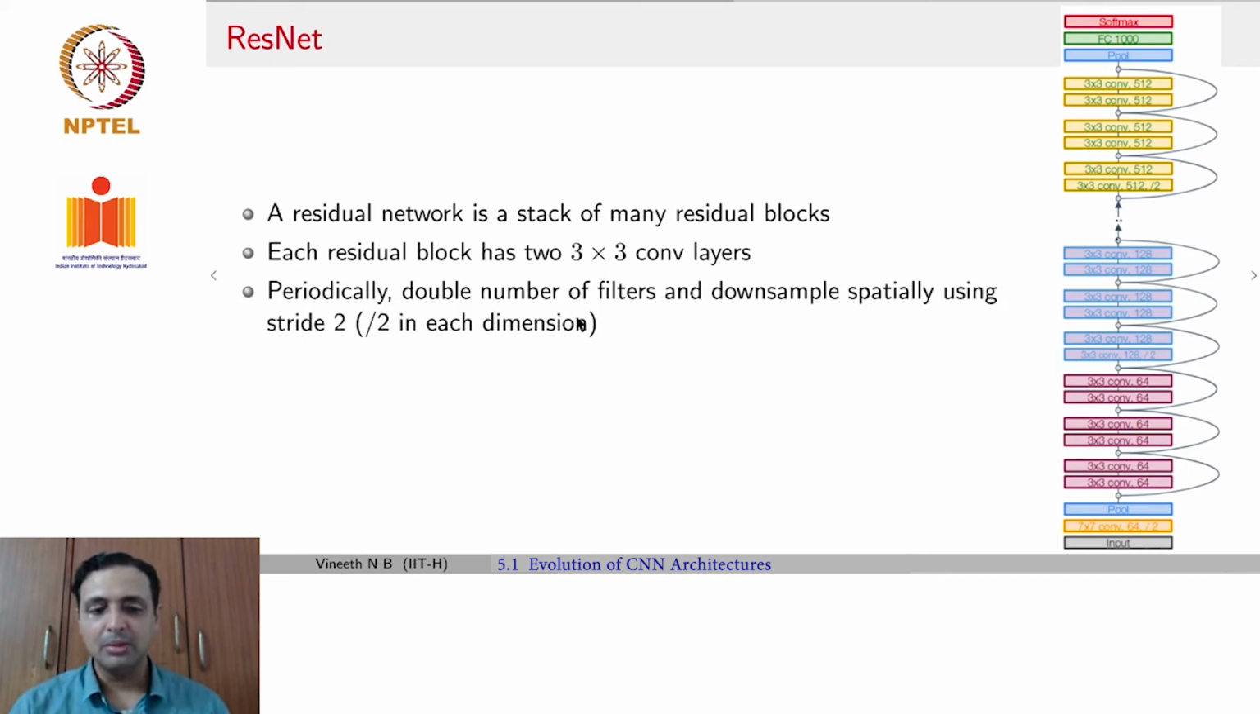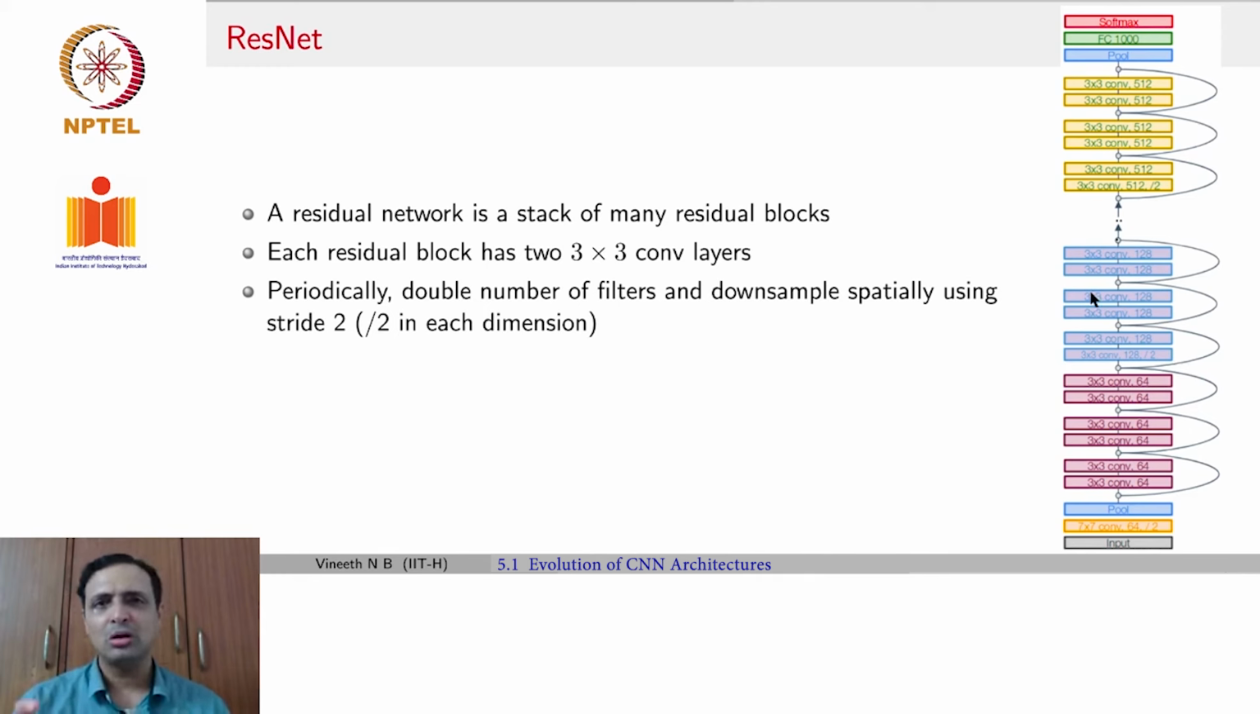Periodically, the number of filters were doubled. So you can see here that 64, which was the number of filters in the initial residual blocks, became 128 after a set of residual blocks, which after a few more residual blocks became 512 and so on and so forth. And it was also downsampled spatially using stride 2, that is divided by 2 in each dimension, to bring the size of the feature maps lower as you went deeper.